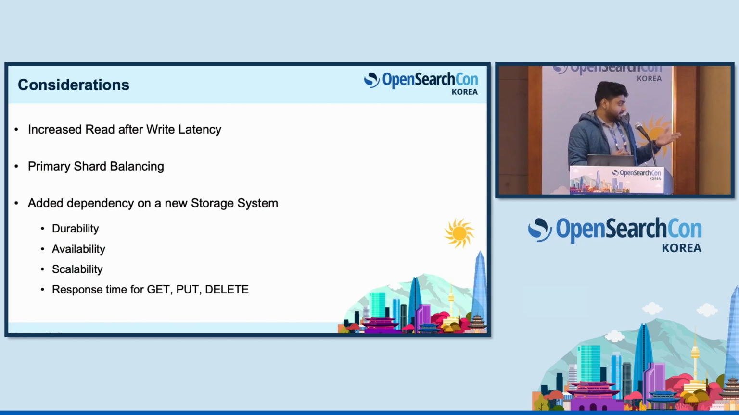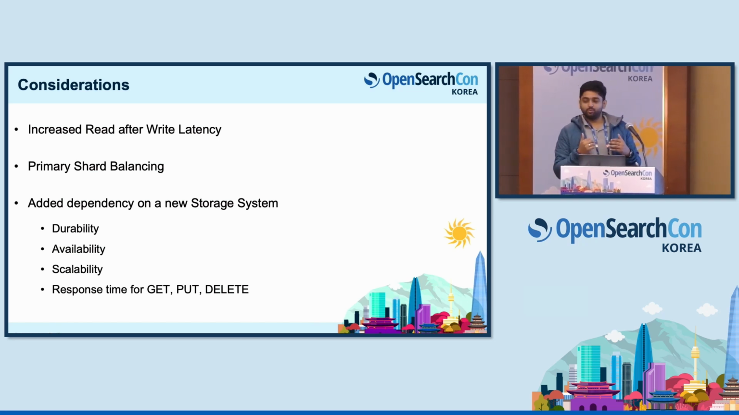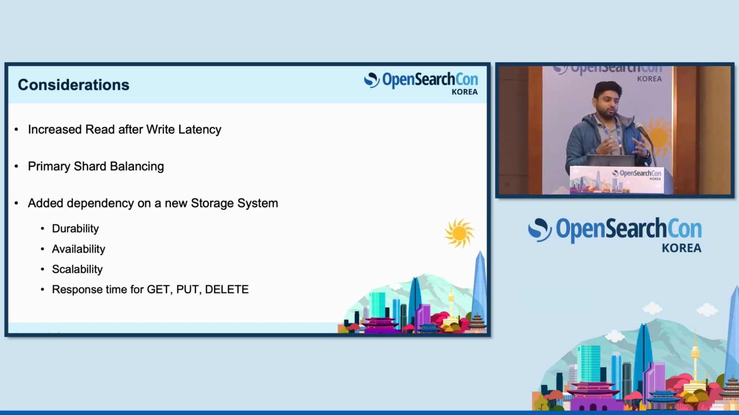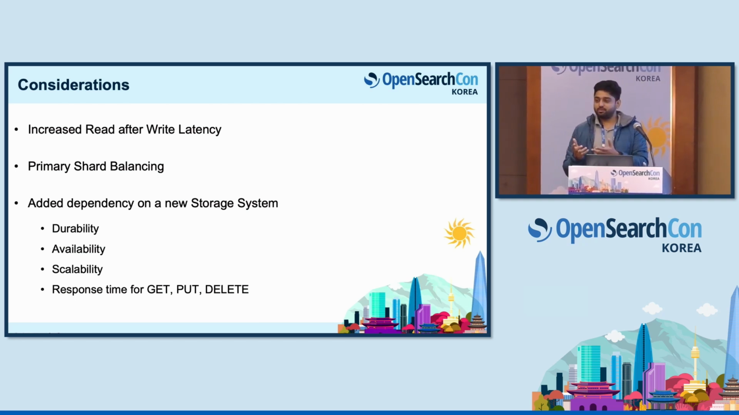And then availability and scalability. Obviously, your remote store needs to scale, right? If your remote store is not able to handle the writes and reads that the OpenSearch cluster is doing, then your cluster will be unhealthy or your data will not be available. Now your storage system needs to be available, right? If your storage system is not available, your data is not available, right? And your writes will fail and all that, right? Your cluster will be unhealthy and your application will suffer.